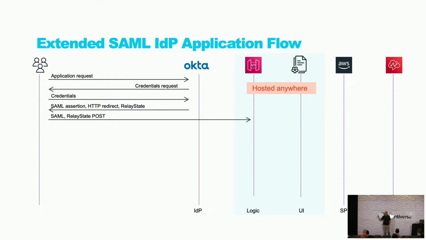Now, how did it get there? The IDP sent it there. So the ACS, the assertion consumer URL, is pointing to your logic processor. Now, that logic processor is your code. It's under your control. It runs your logic. What could you possibly do there?